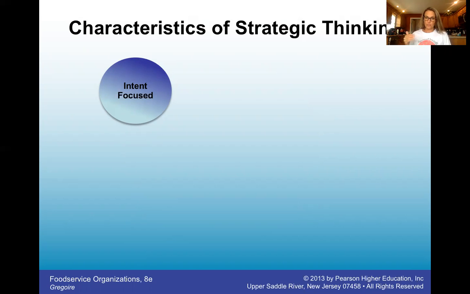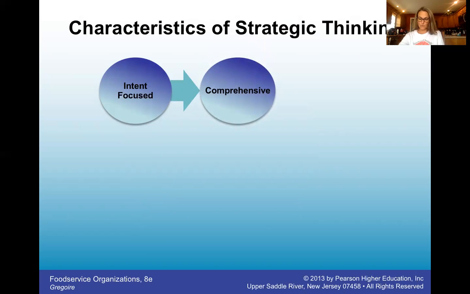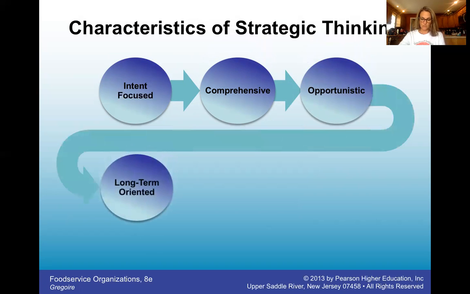So when doing this strategic management or thinking, first we have intent focused. We have a vision of where the organization should be going. So this is writing a mission and vision statement. What are our goals? What are we wanting to accomplish? It is comprehensive. It views the organization as part of a larger system. Opportunistic, takes advantage of unanticipated opportunities. Long-term oriented, goes beyond the here and now and looks to the future. What are the trends in food service? What are things that may be changing that could make our unit better?